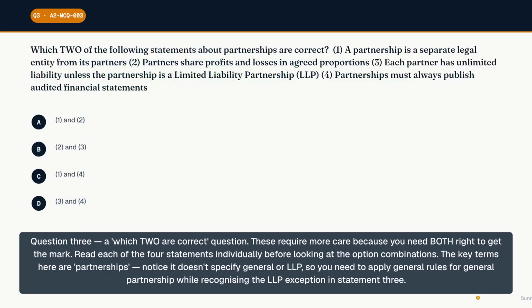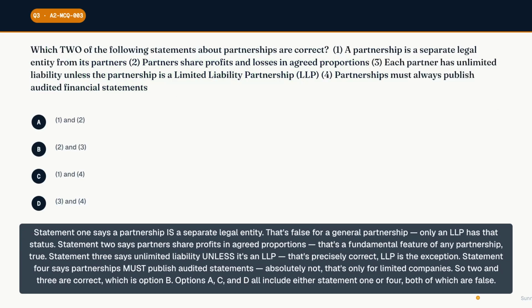Question 3. Which two are correct? These require more care because you need both right to get the mark. Read each of the 4 statements individually before looking at the option combinations. The key terms here are partnerships. Notice it doesn't specify general or LLP, so you need to apply general rules for general partnership while recognizing the LLP exception in Statement 3.